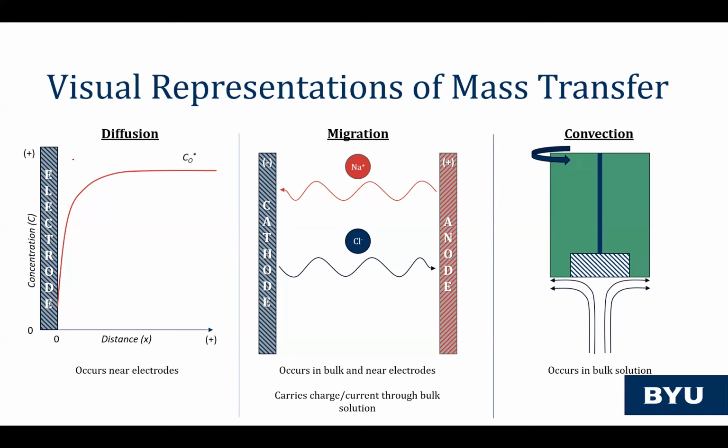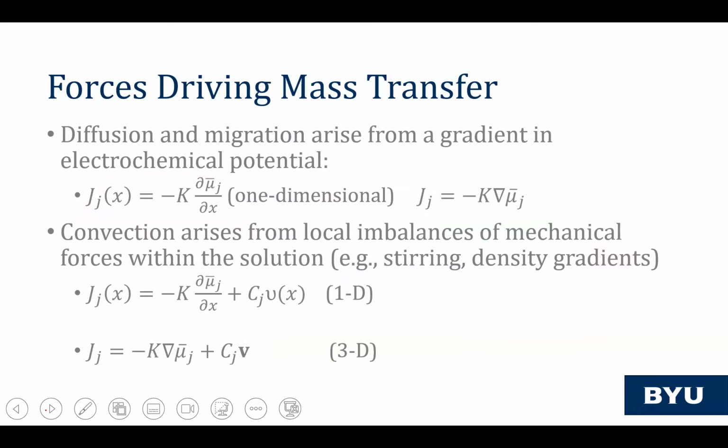Convection occurs in bulk solutions. And then typically once we get closer to the electrode, you get a small stagnant layer that is diffused through. And so here in this example, we have an electrode that's being rotated, which creates these velocity profiles or currents that flow up towards the electrode and then out. So the forces that drive mass transfer arise from gradients in the electrochemical potential and imbalances in the mechanical forces.